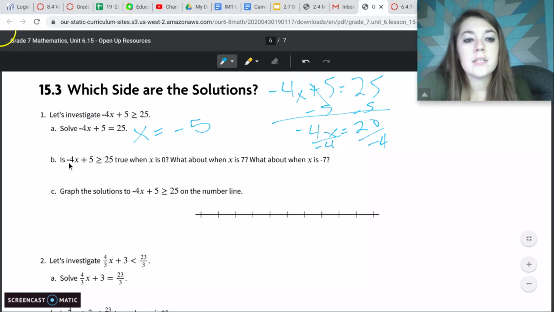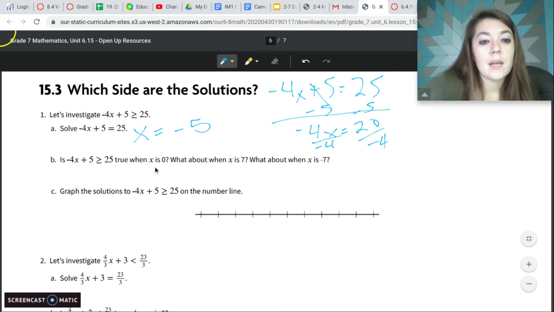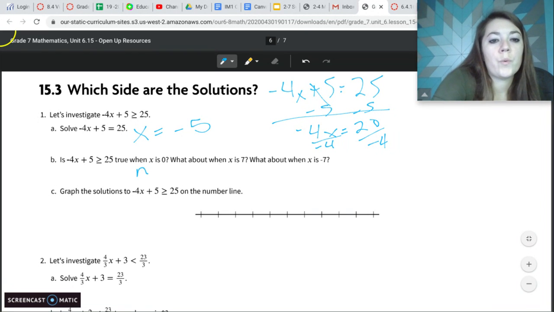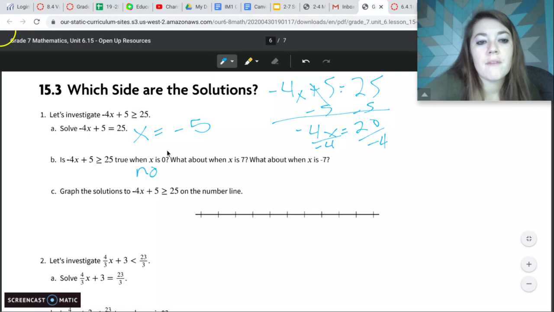So for B, is negative 4x plus 5 greater than or equal to 25 true when x is 0? What about when it's 7? What about negative 7? If we plug 0 into this, we have negative 4 times 0. That's just 0. Plus 5 is greater than or equal to 25. Is that true? No.